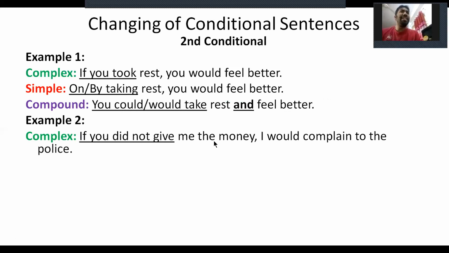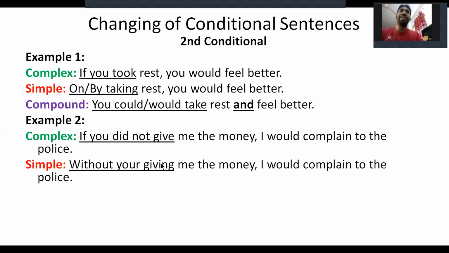If you did not give me the money, I would complain to the police. So this is in negative form and it is complex. To make this sentence simple, we need to use without plus verb plus ing. So here the verb is give. So, without giving. In the simple form, we'll use without your giving me the money, and the main clause will remain the same.